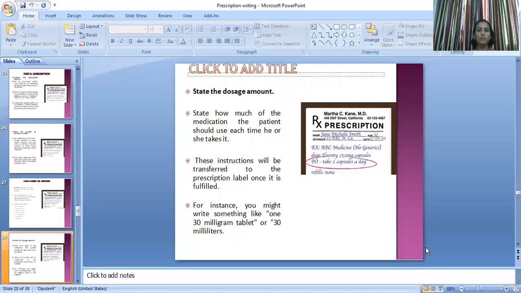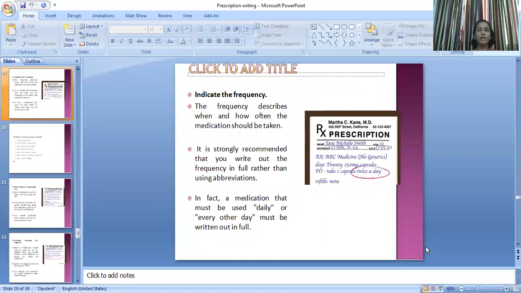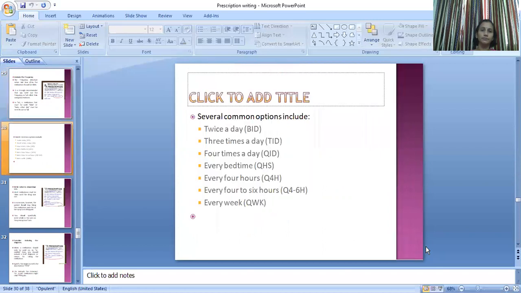For instance, you might write something like one 30 milligram tablet or 30 milliliters. Then indicate the frequency of the medication, how much and how frequently he has to take the medication. It is strongly recommended that you write out the frequency in full rather than using abbreviations, like whether he has to use it daily, every other day, twice daily or thrice daily, like that.